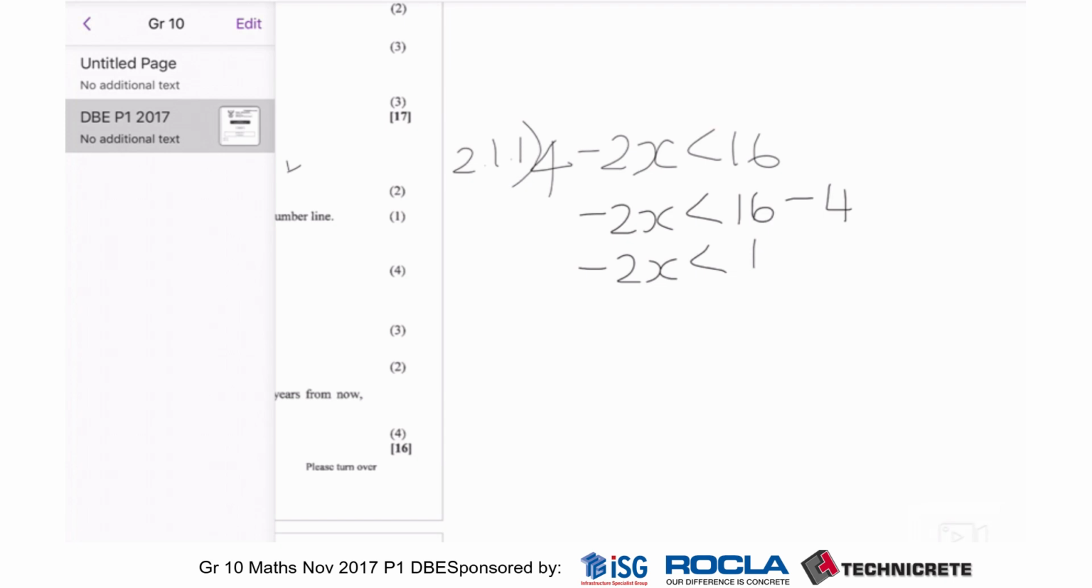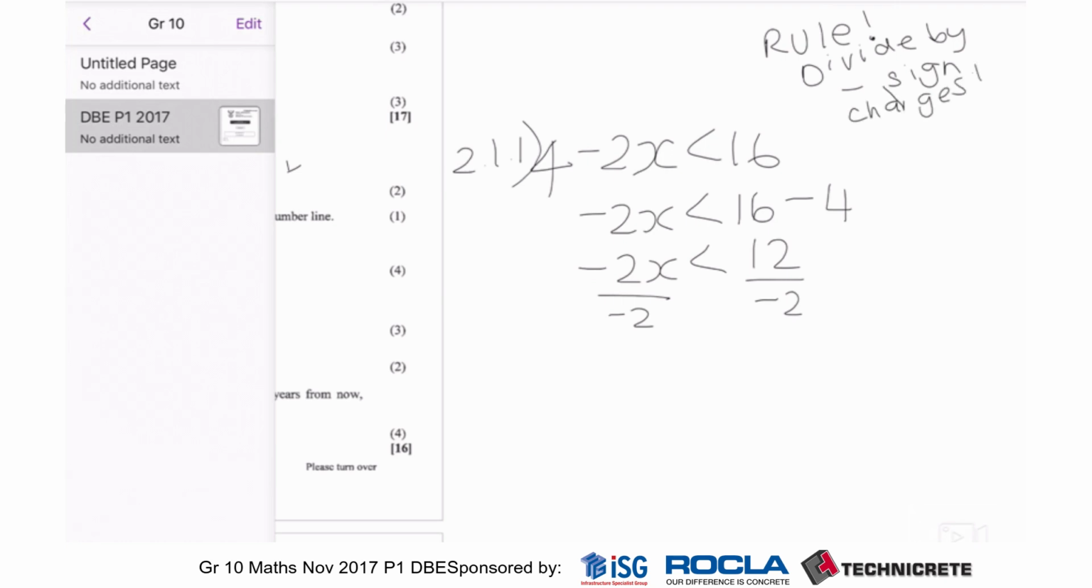I'm now going to divide by negative 2 because I'm wanting to isolate x. Rule: when we divide an inequality by a negative, the sign changes to the opposite. Okay, so you're going to see that in action now. So it's going to be x, sign is going to change to the opposite side. Okay, and it's going to be greater than negative 6.